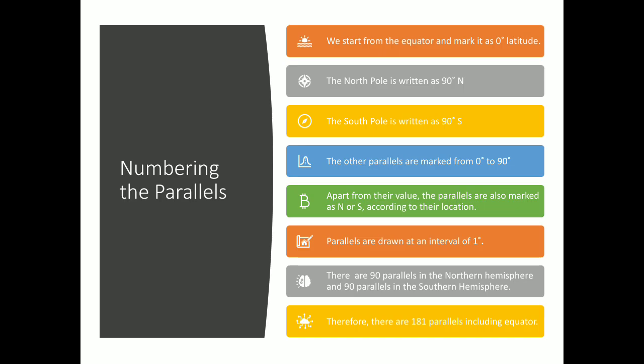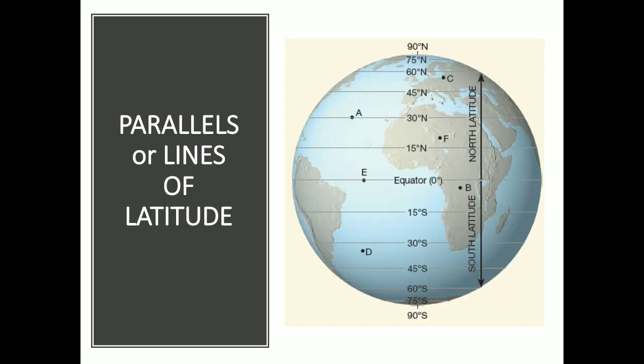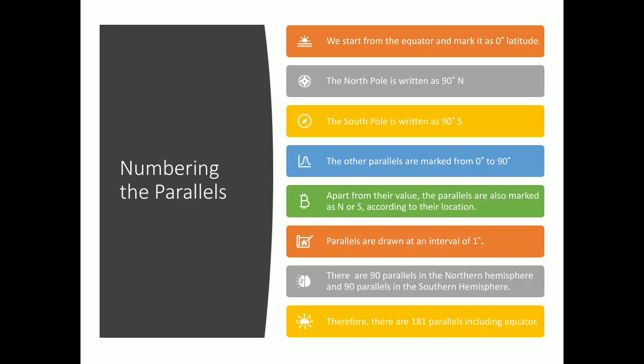There are 90 parallels in the northern hemisphere and 90 parallels in the southern hemisphere. So when we draw parallels towards the northern side, there will be 90 parallels. Then we will come to the southern side, again there will be 90 parallels. So these 90 southern side parallels and 90 northern side parallels form 180 parallels together. But one more is there. Which one is that? That is the equator. So 180 plus 1 is equal to a total of 181 parallels.